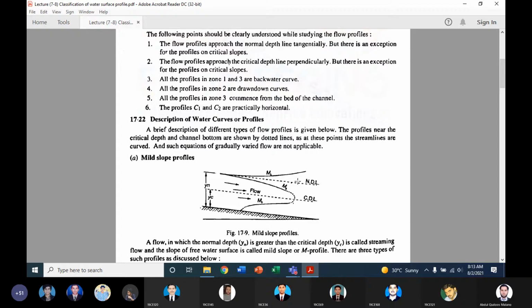Anyone from the class? If the slope of the water surface is greater than 0. Okay. And in other ways, we have to see if the water curve is rising in the direction of the flow. If the depth of the water is rising in the direction of the flow, the curve obtained is the backwater curve. ठीक है.